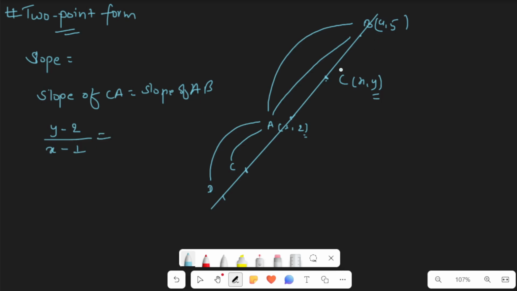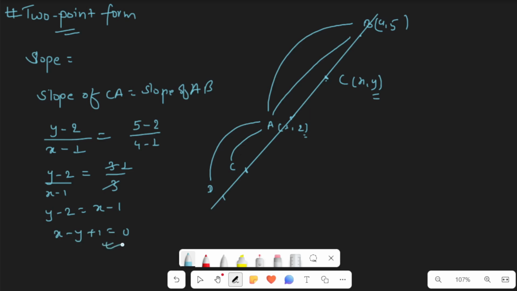Again, for AB, we will subtract the y parts, 5 minus 2, and then subtract the x parts on the denominator. Now, y minus 2 equals, this is 3, this is x minus 1, this is 3. Now, 3 times 1 is 3, so it will be equal to y minus 2 equals x minus 1. When you take everything on the other side, it will be x minus y plus 1 equals 0.